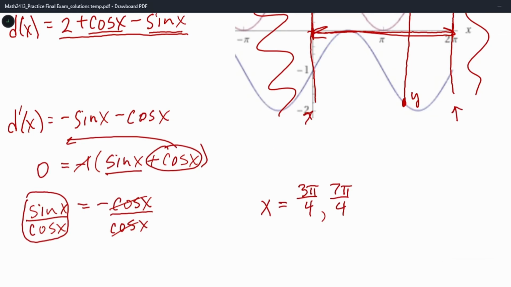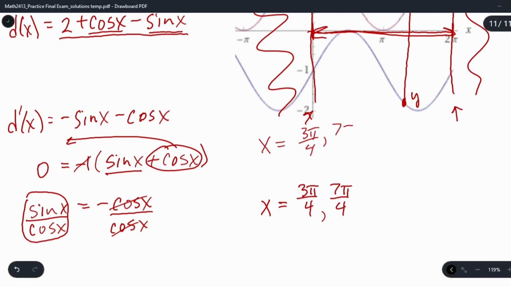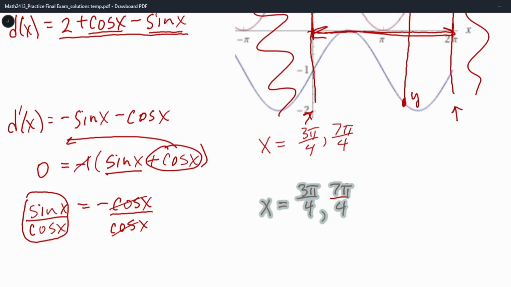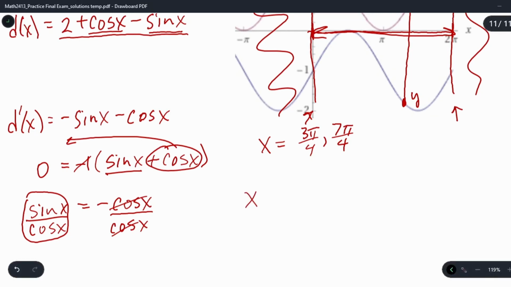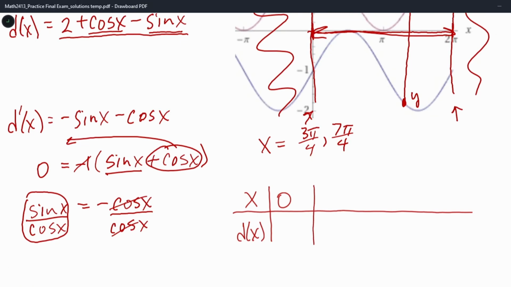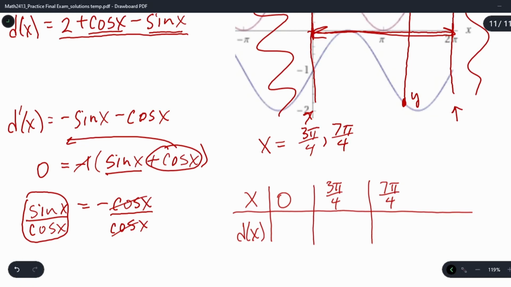Let's erase this. Let's make a note that our critical points are 3 pi over 4 and 7 pi over 4. And then what we want to do is set up a table that will allow us to compare all of the values of x where the maximum might occur. So here we're going to have x and our distance equation. So we need to check the endpoints, which are 0 and 2 pi, but we also need to check our critical points, 3 pi over 4 and 7 pi over 4.